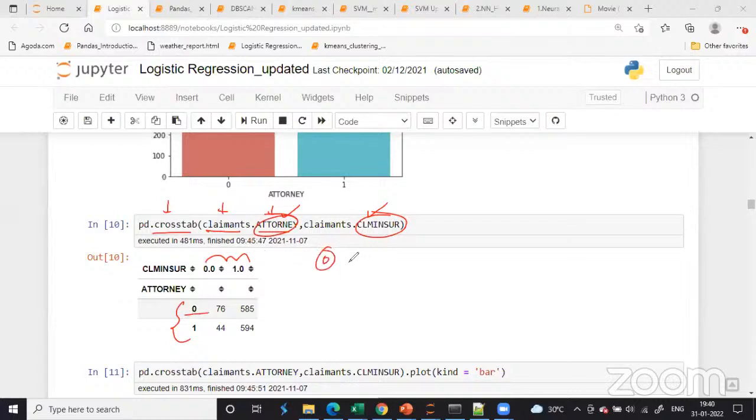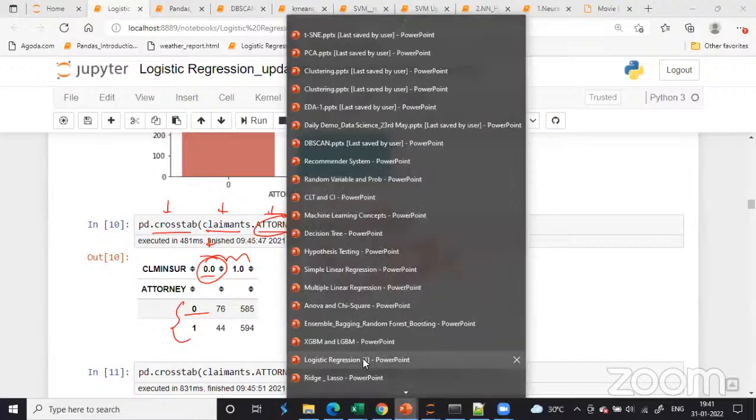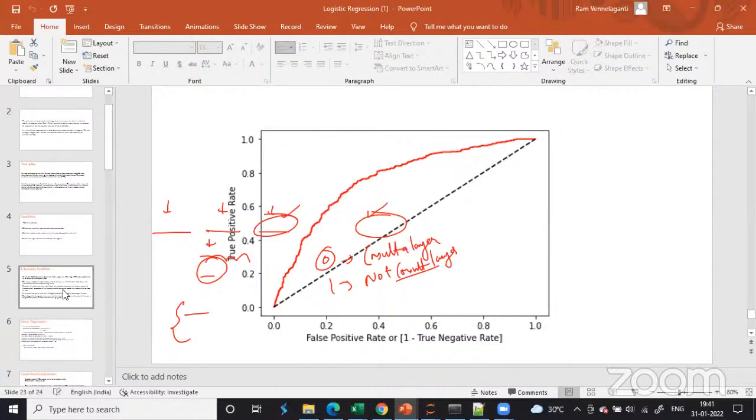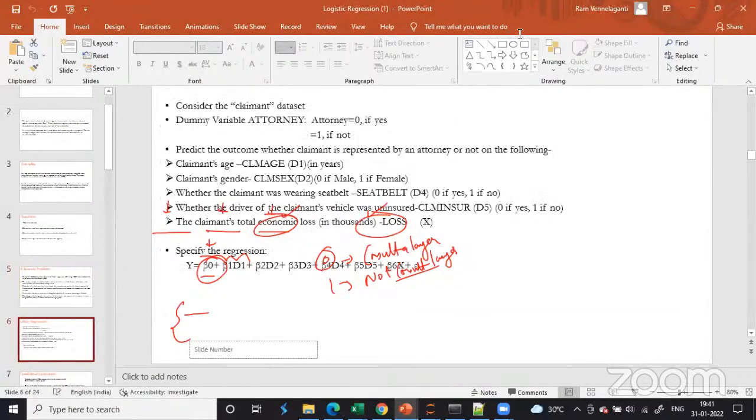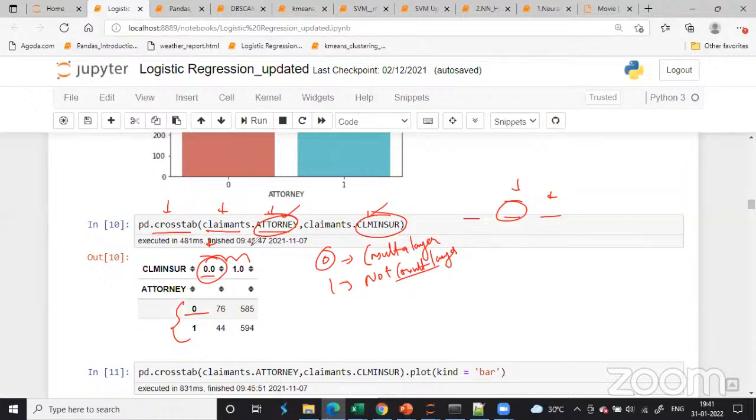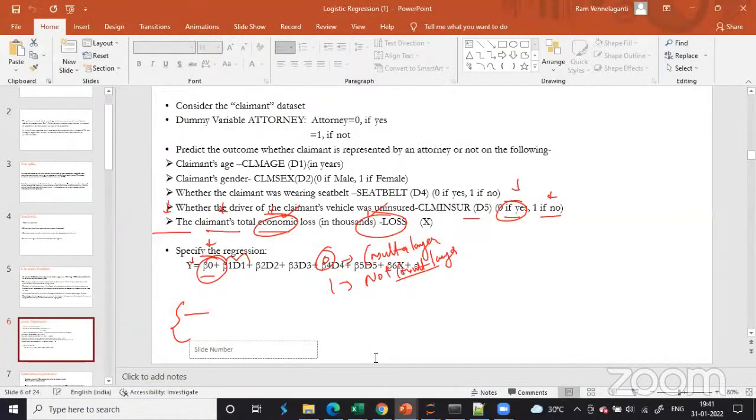So for the attorney value, 0 means he's going to consult a lawyer, and 1 means he's not going to consult a lawyer. And claimant insurance 0 means, let me go back to our presentation. Whenever you have any doubt, all this will be given in the problem statement first. So claimant insurance 0 means that person is not having insurance, and 1 means that person is having insurance. So I hope that is what we have.